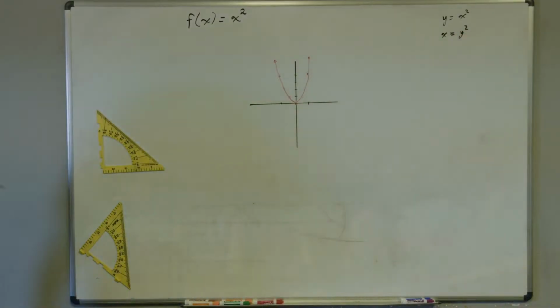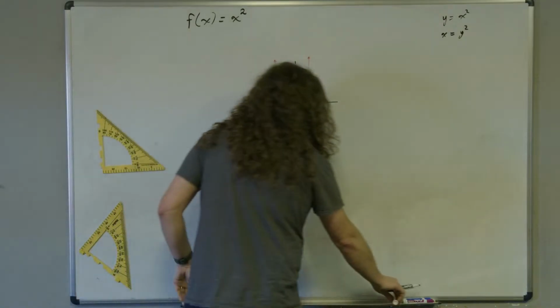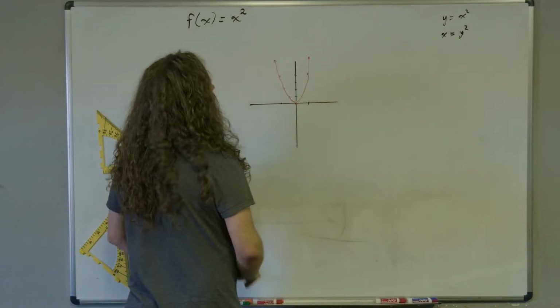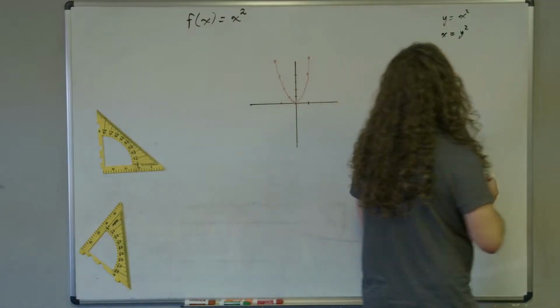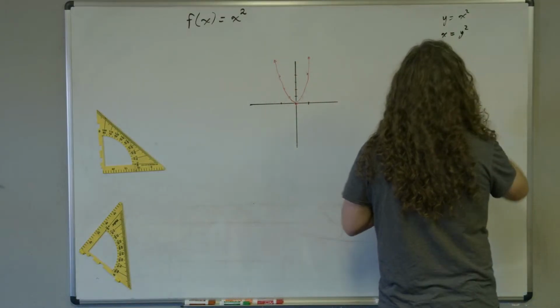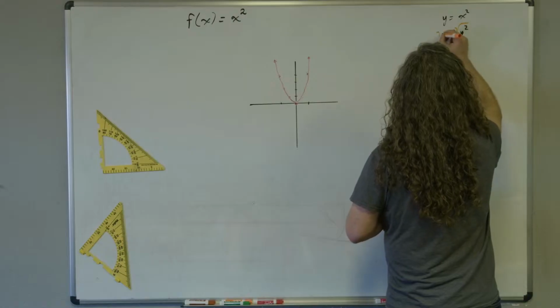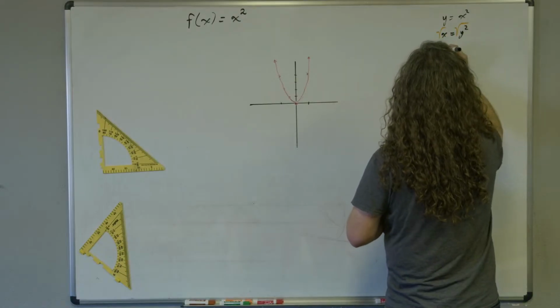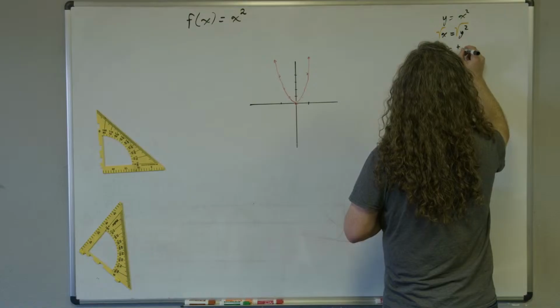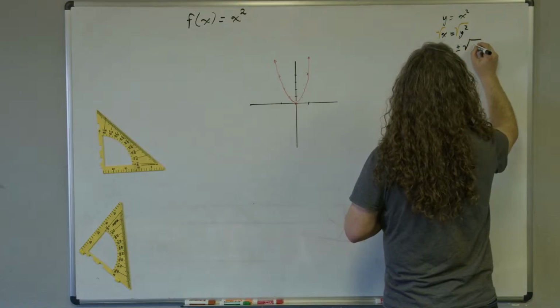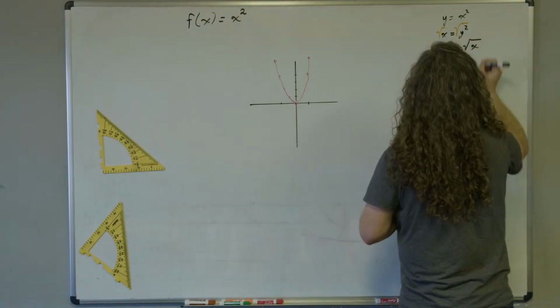So what do we need to do in order to solve for y? No, that won't solve for y. We got to get y by itself. How do we get rid of the squared? We square root it. True enough. What happens when we take the square root of an equation? We get plus or minus. True enough. So y equals plus or minus the square root of x.